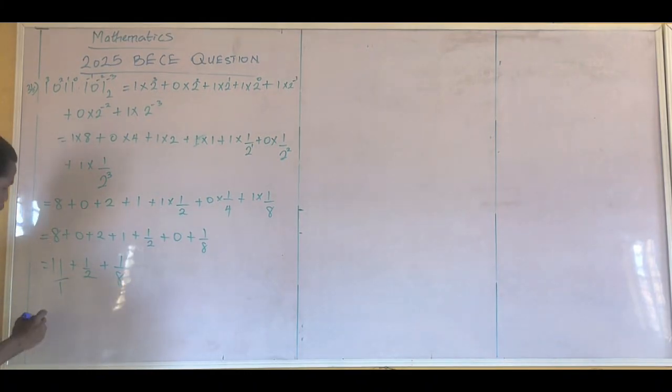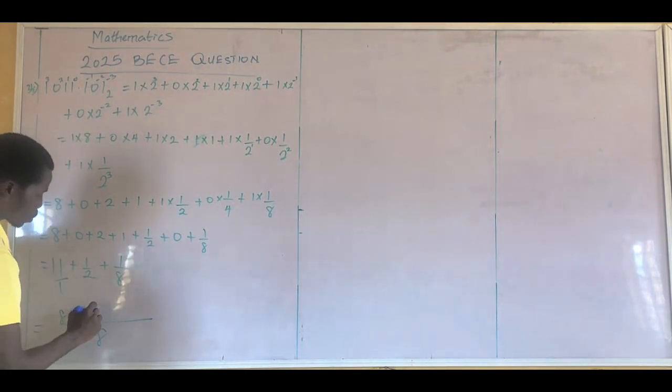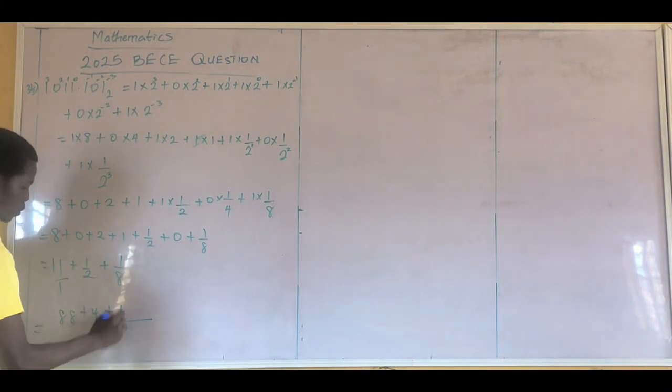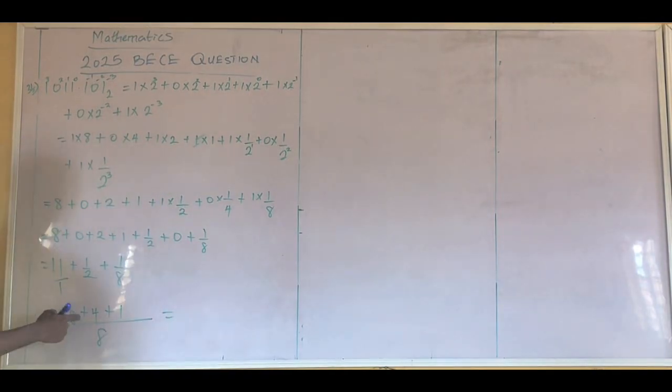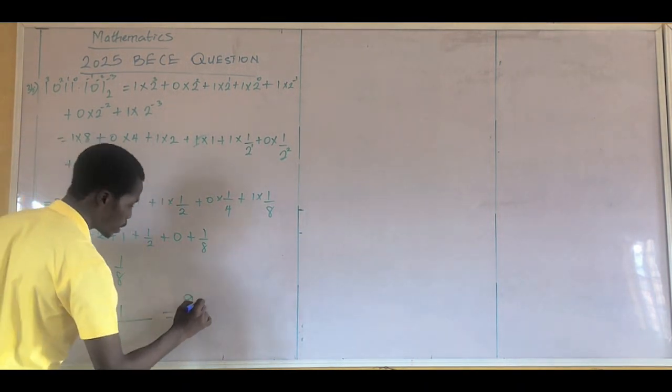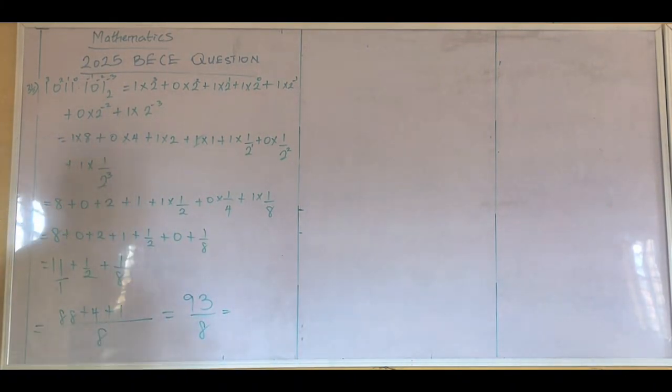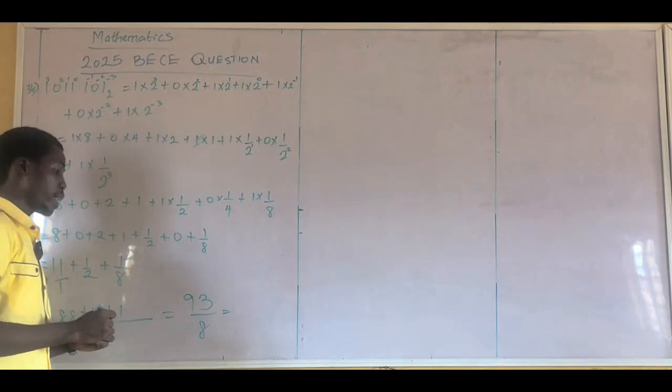So let's take the LCM of this. The LCM in this case is going to give you what? 8. 1 in 8 is 8. 8 times 11 is what? 88. Plus 2 in 8 is 4. 4 times 1, that is what? 4. Plus 8 in 8 is what? 1. 1 times 1 is what? 1. Equals, so 88 plus 4. That is going to give us what? 92. Plus 1, that's going to give us what? 93 over what? 8.